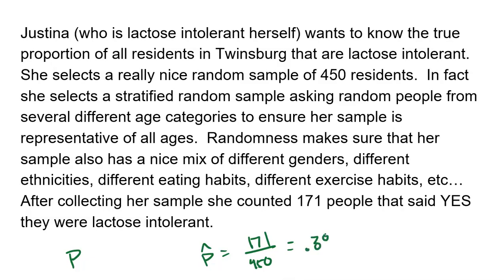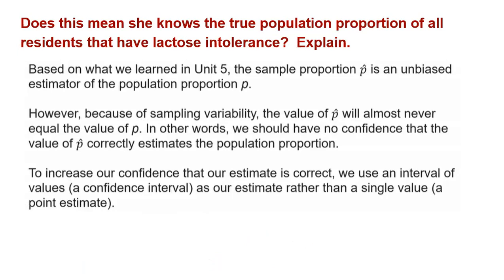Now, can she officially say that the truth is 38%? Absolutely not. Because we know, based on variability, that the value of p hat will almost never equal the value of p. It should be close, but I have no confidence that my p hat is going to match the population proportion exactly. But to increase our confidence that our estimate is close, we could use an interval. Again, starting with our p hat and wrapping an interval around it with where we think the truth is.